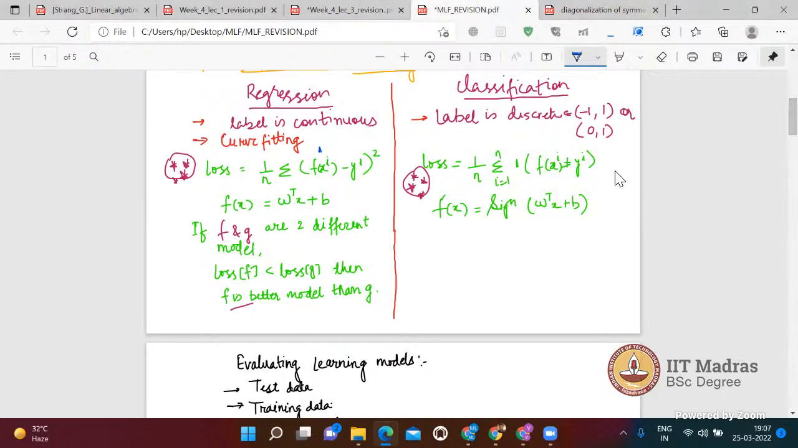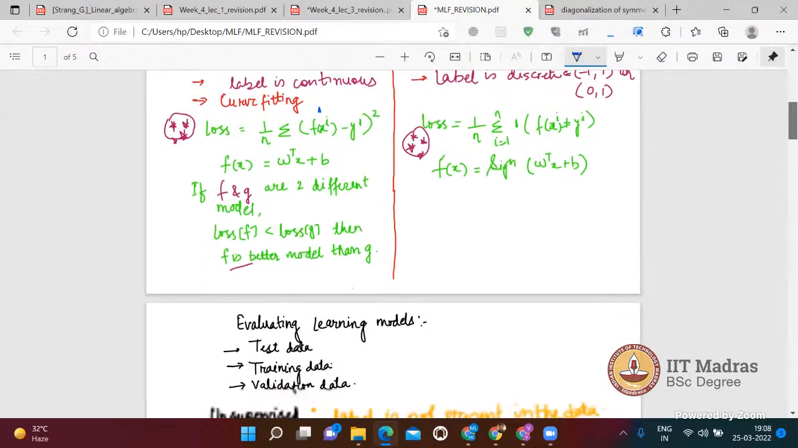Okay, and for classification also we have the loss function, but in classification we generally add up wherever our model is not predicting correctly and divide it by the number of observations we have, so you'll get the loss function for the classification. And here also, if you have models where the loss is less, then you can say this model is a better one.